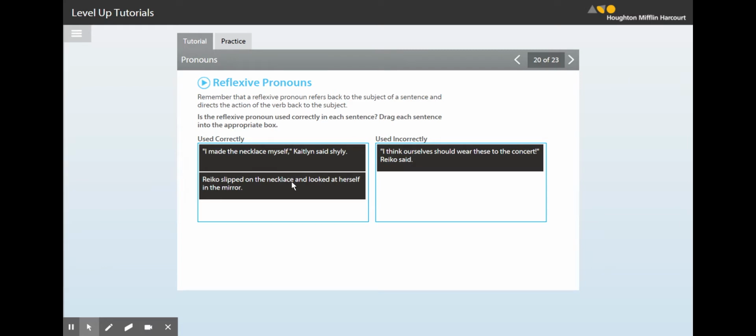Rico slipped on the necklace and looked at herself in the mirror. So herself refers back to Rico, and both of those are the subject. This example is not used correctly: "I think ourselves should wear these to the concert." In this case, I is my subject, it's singular, but ourselves is plural. So they don't quite match up. We could probably change this to something else so that it's in agreement.